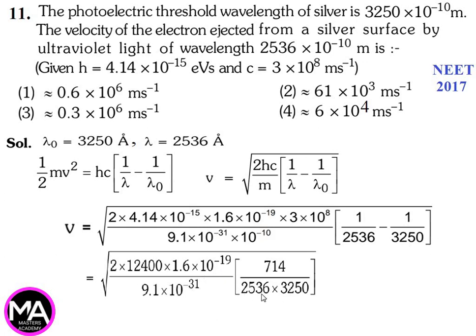Here, LCM of 2536 and 3250. The difference, 3250 minus 2536, gives 714. Now on calculating, you will get the value 0.6 into 10 raised to 6 meter per second. Therefore, option is the first one. The velocity of the electron ejected is approximately equal to 0.6 into 10 raised to 6 meter per second.